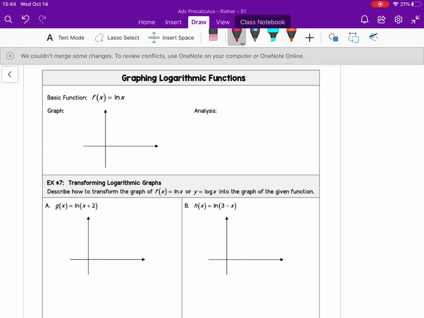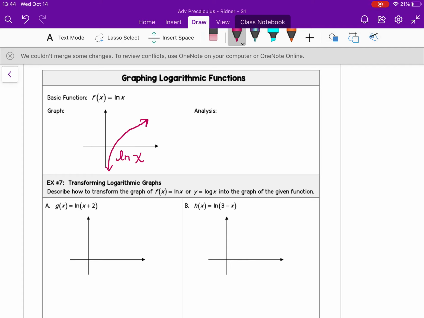All right, graphing logs, the last video of 2.3. So we already talked about the basics, that it is the inverse of exponential. So if I were to graph just ln of x, it's going to look something like this.